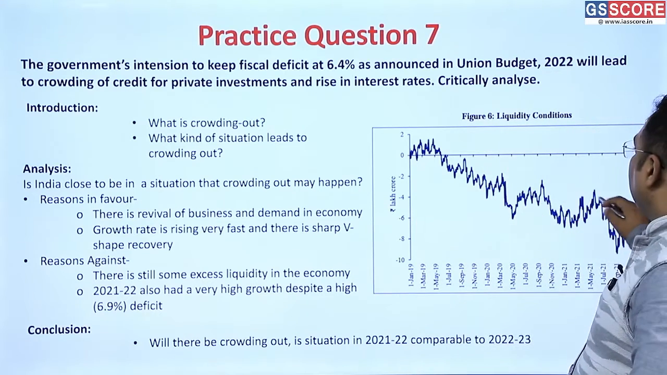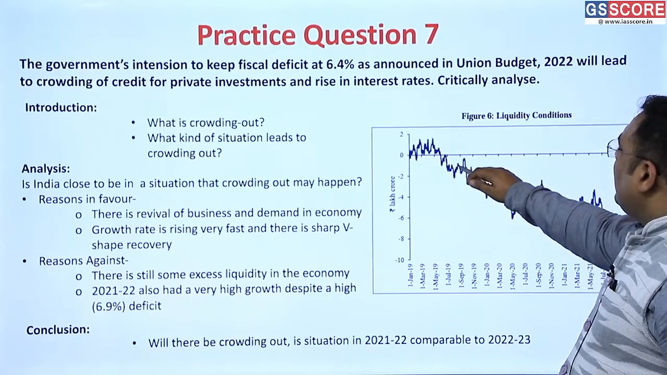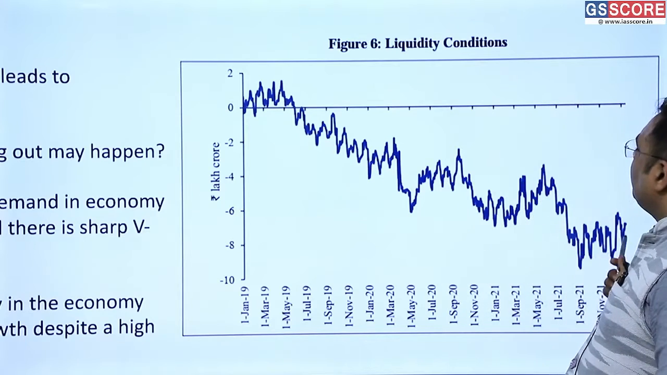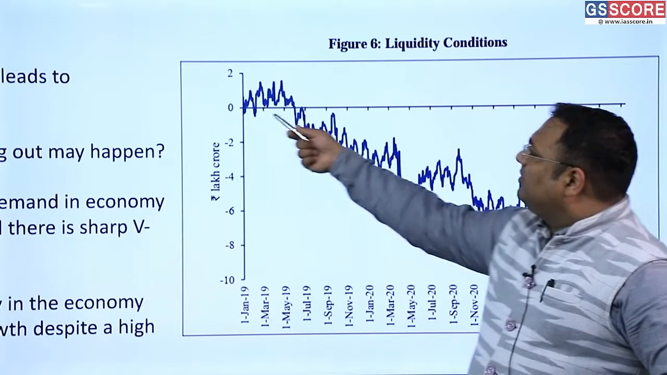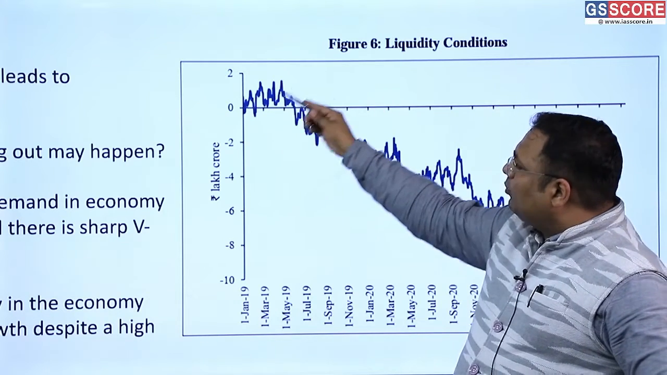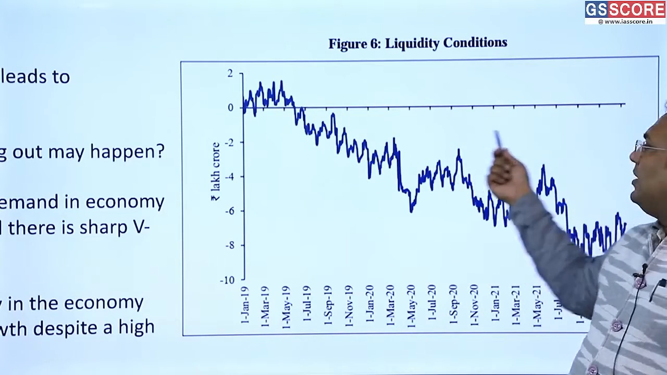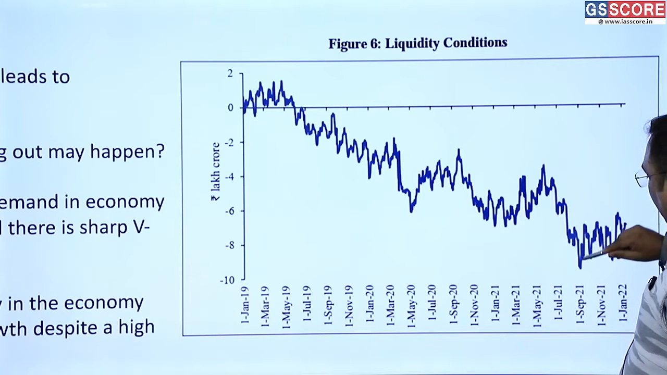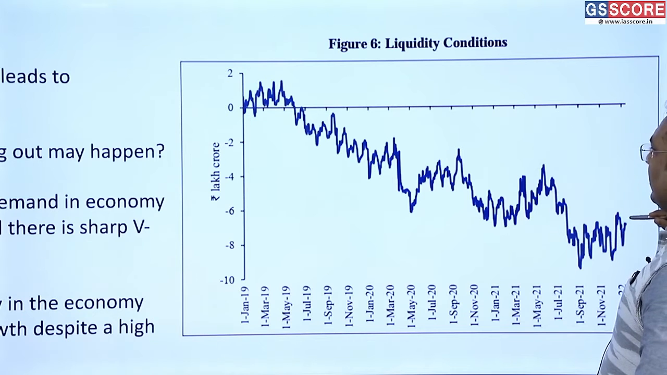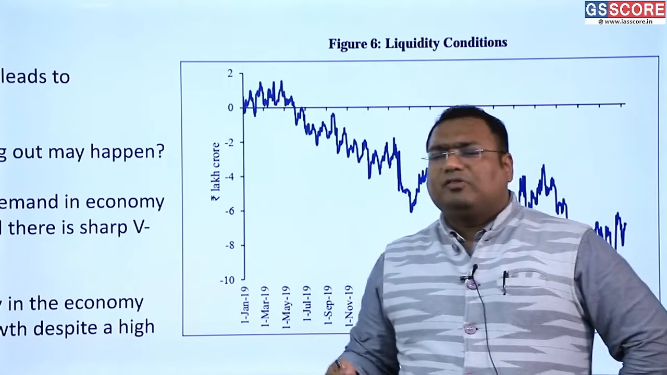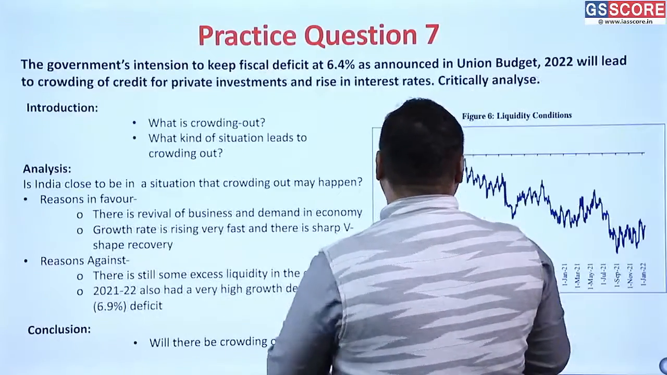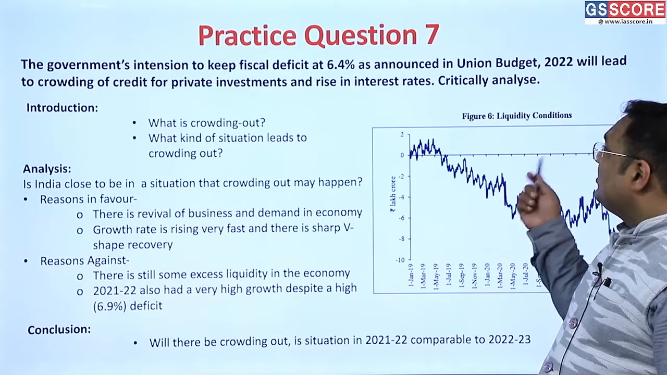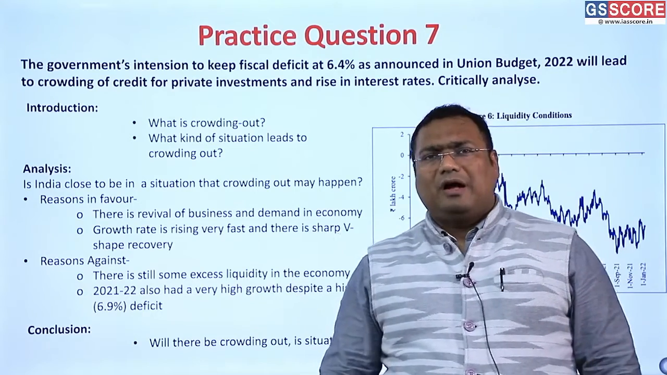Let us look at the liquidity condition here. If this blue line is below zero, it shows excess liquidity. We can see that consistently since the middle of 2019, there has been an excess liquidity condition. Even today in January 2022, it is coming up from the bottom that it had, but still it is very much negative. That means we still have a lot of excess liquidity in the system. Because of excess liquidity, crowding out is not likely to happen.